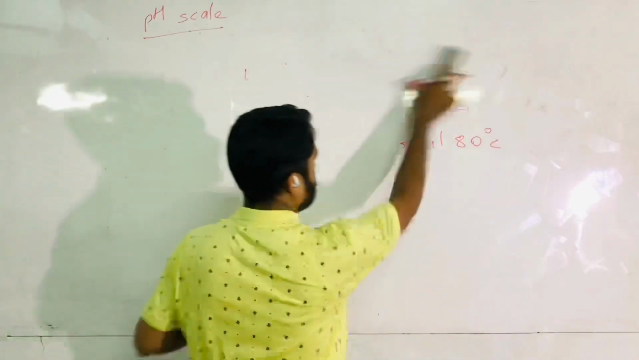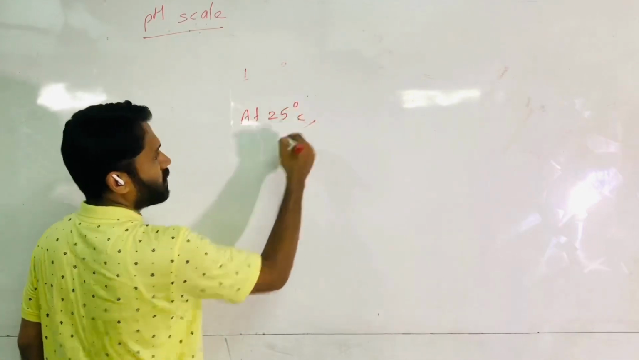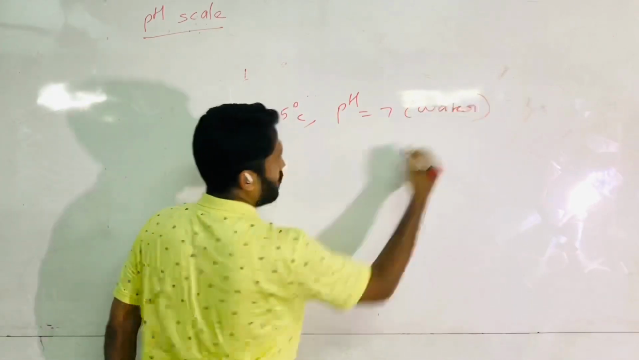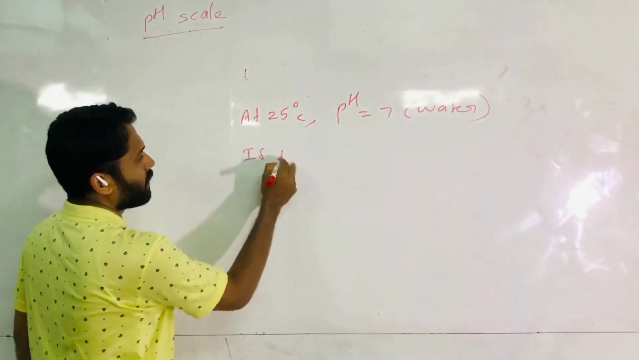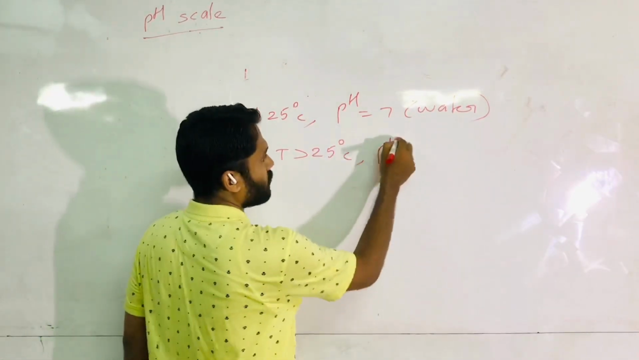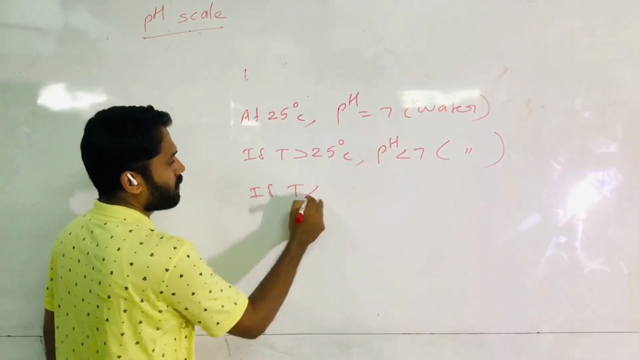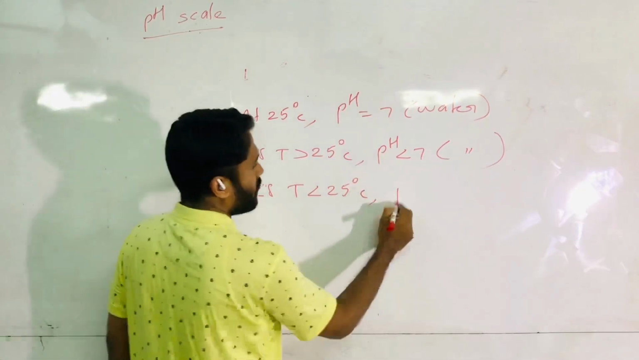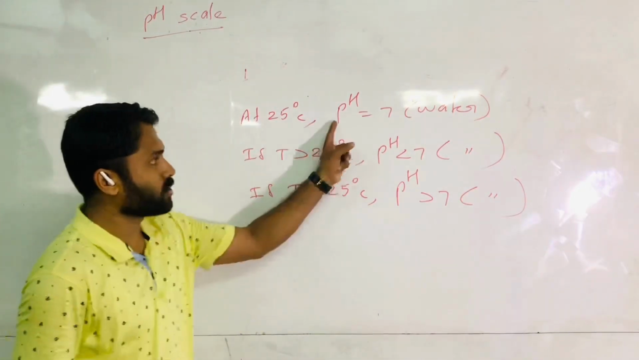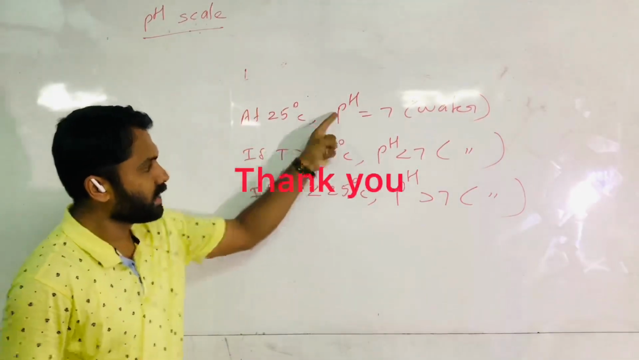So I am summarizing this concept. At 25 degrees Celsius, pH equals 7 for water. If the temperature is greater than 25 degrees Celsius, pH is less than 7 for the same water. If the temperature is less than 25 degrees Celsius, pH will be greater than 7 for water. So for water, pH equal to 7, we can use that only at 25 degrees. If the temperature changes, that pH also changes.